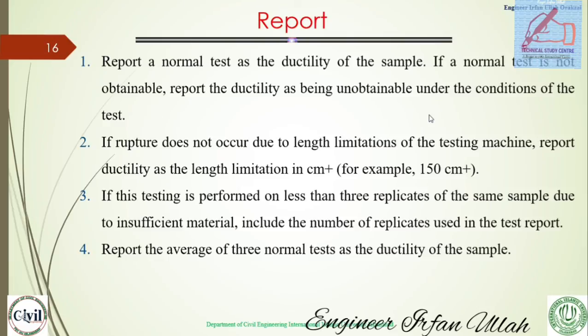If this testing is performed on fewer than 3 replicates of the same sample due to insufficient material, include the number of replicates used in the test report. Number 4, report the average of 3 normal tests as the ductility of the sample. Normally there are places for 3 samples to test at the same time. If you take 3 samples and test them, they give different points of rupture. So the average of those 3 normal tests should be reported as the ductility of the bituminous material.